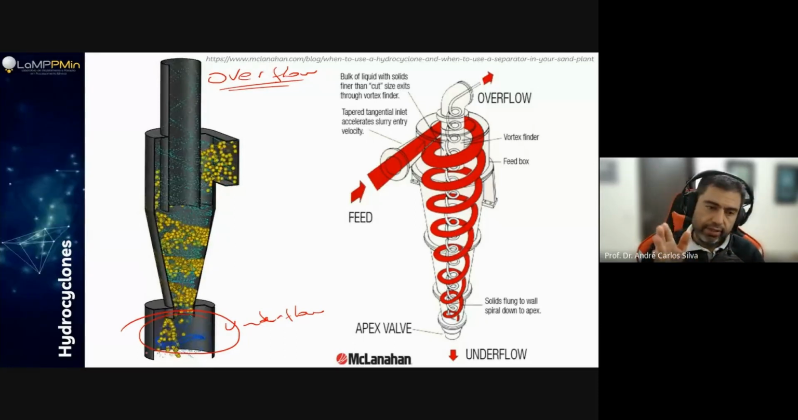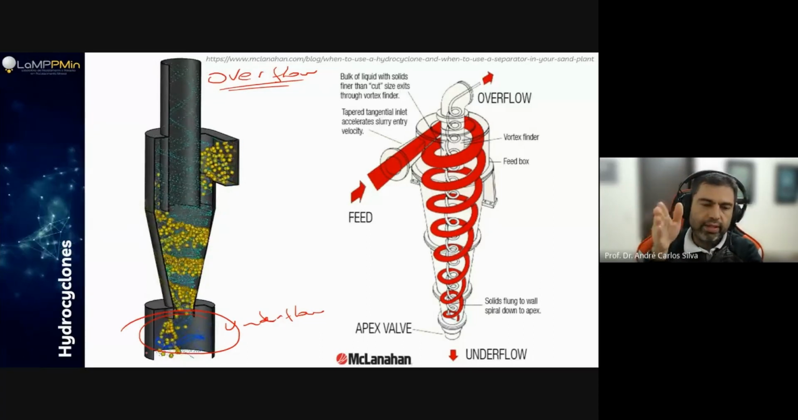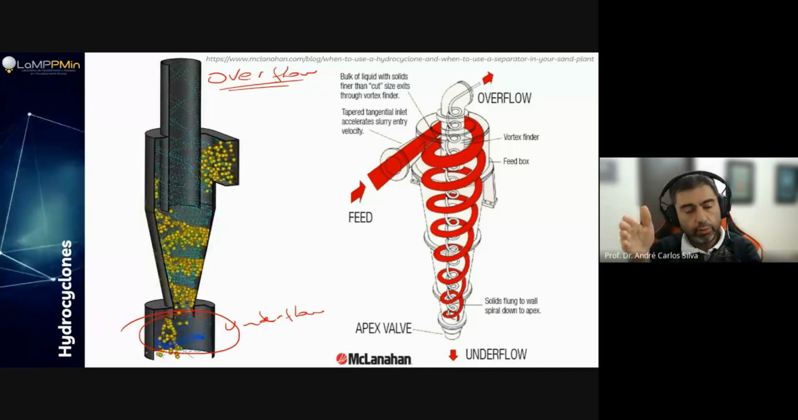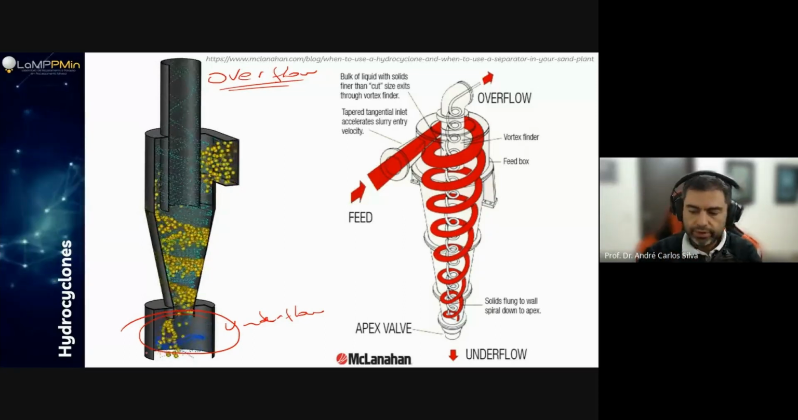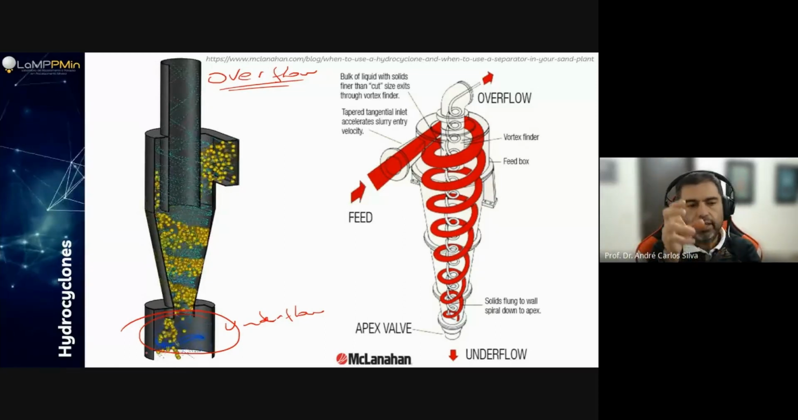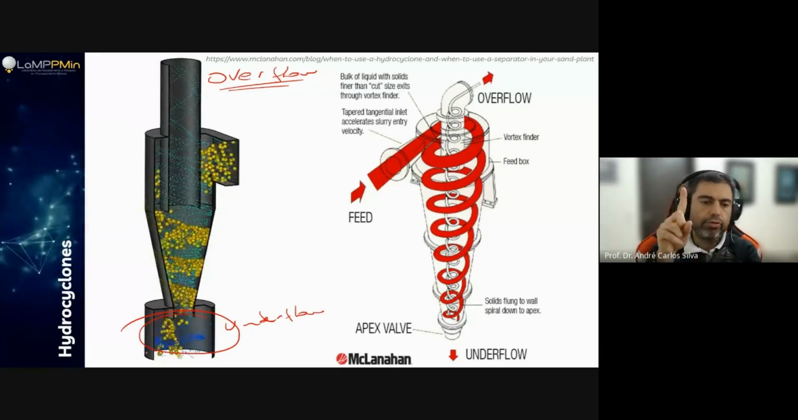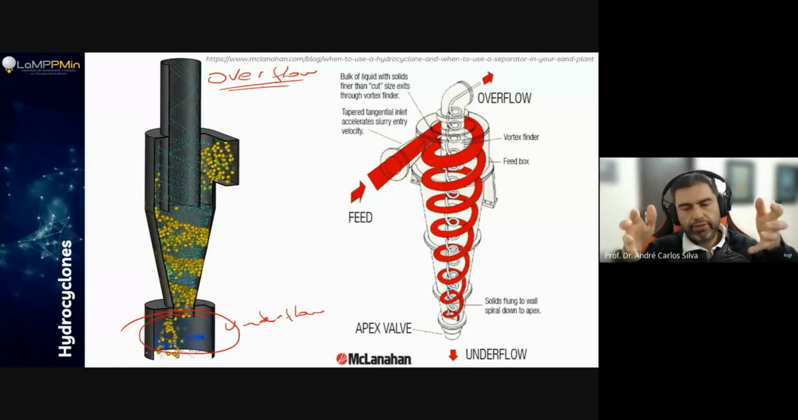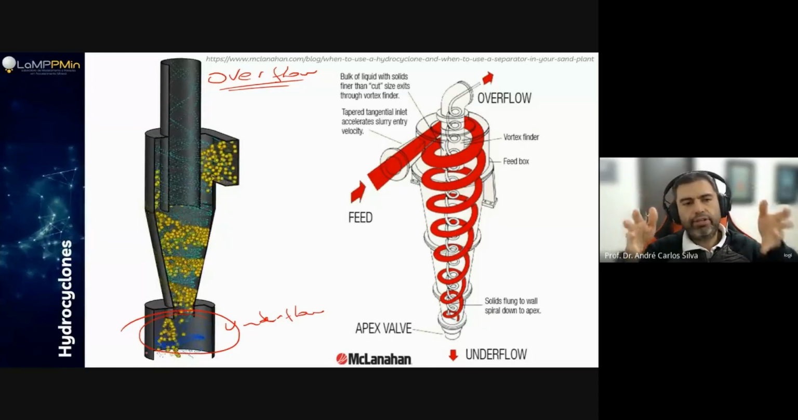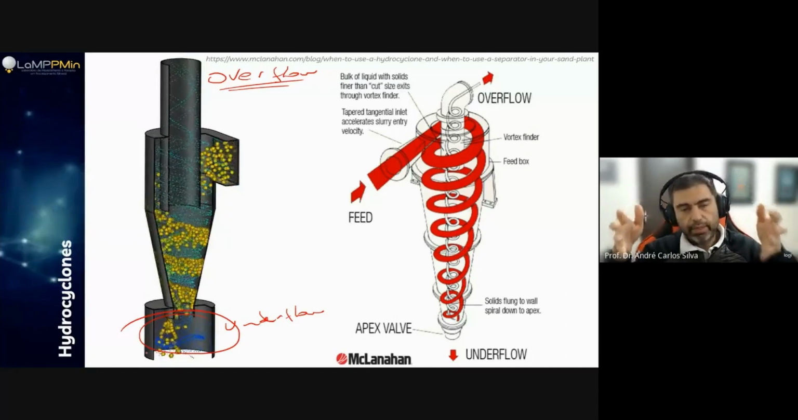So when I feed this, I'm going to do this tangentially to the hydrocyclone, which means I'm going to do this close to the hydrocyclone wall, and the material is going to start spiraling. And by spiraling inside of the hydrocyclone, what I'm going to produce is, in the center of the hydrocyclone, a low pressure area. In this low pressure area, the fine particles go through it and leave the hydrocyclone. On the outer part of the hydrocyclone, I produce a high pressure area or zone. And in this high pressure zone, the coarse particles stay.